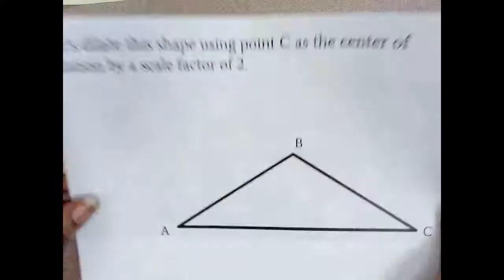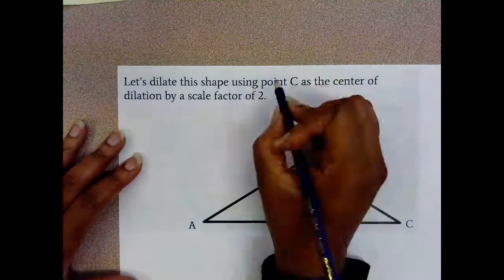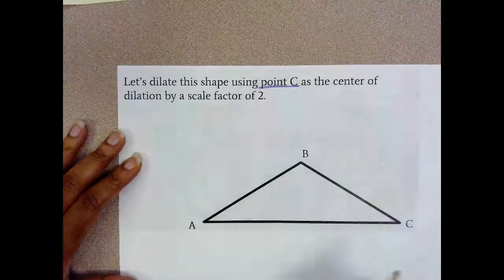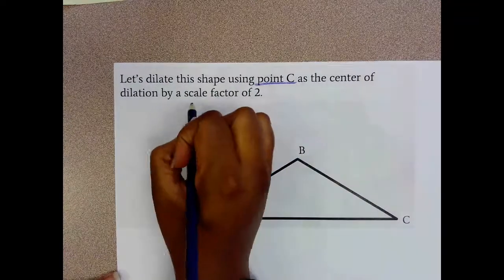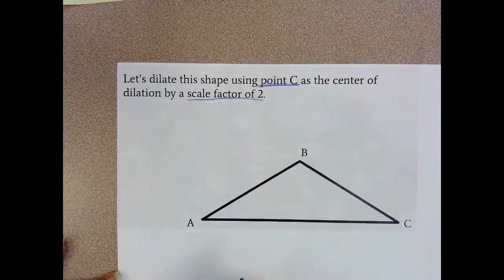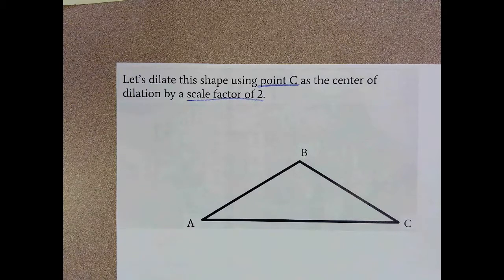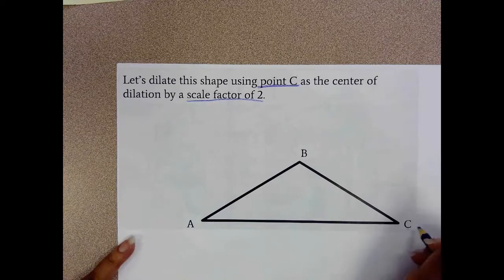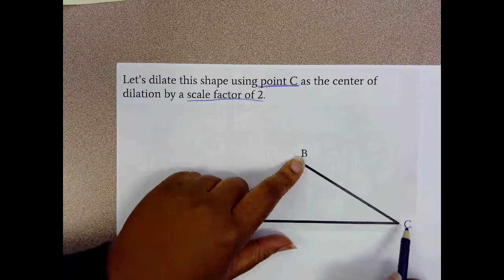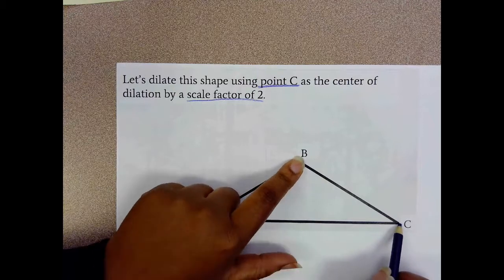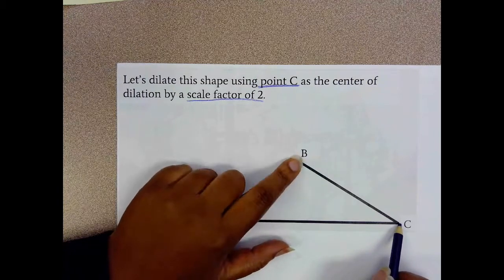For our last example, I'm going to use point C as my center. So I'm going to be working around C, and my scale factor is going to be 2. That's telling me that my sides are going to be twice as large as the original. So if I'm working from C, if I look at BC, this is how long BC is. My scale factor of 2 says I need to double this.